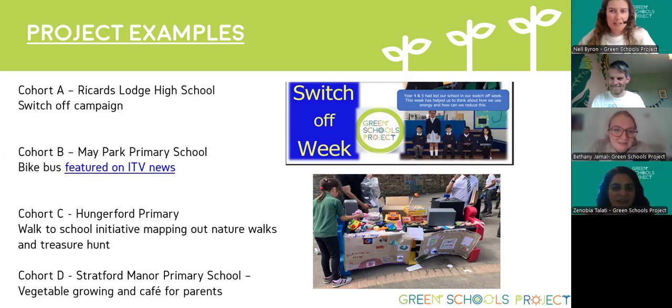Yes. So, cohort D, I've got an example here from Stratford Manor Primary School in Newham, and they wanted to develop their vegetable patch at school. So, the pupils did a lot of food growing and introduced a compost bin. And rather than just do that as a project, they wanted to combine it with a community element. So, they planned a cafe for parents where they put on an afternoon tea using some of the ingredients that they had grown, like tomatoes and herbs from the garden.